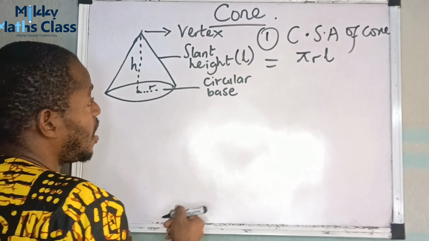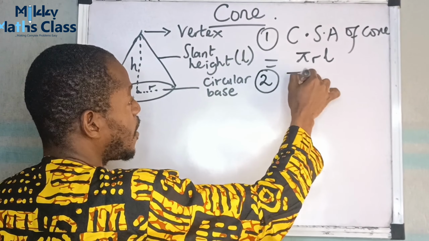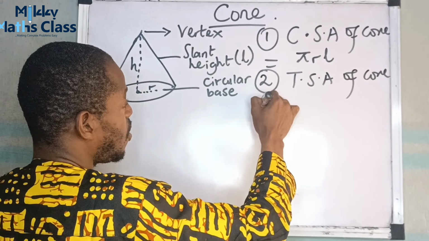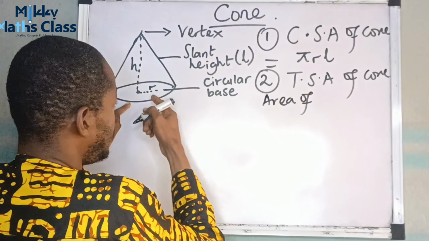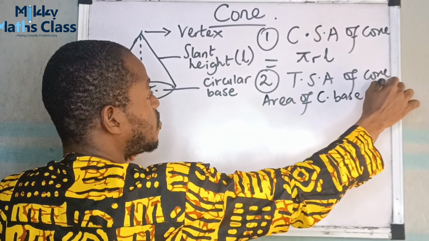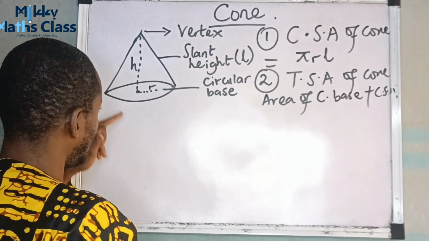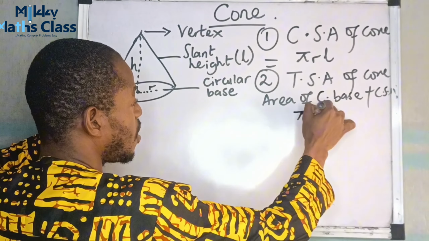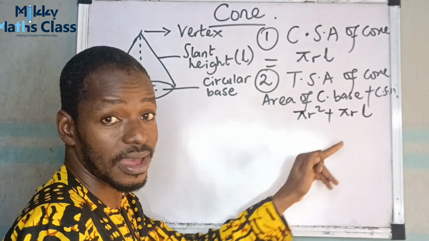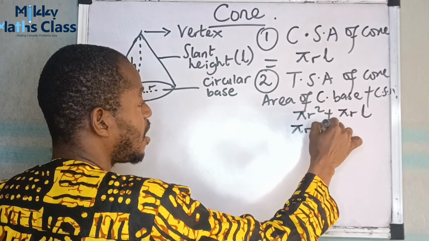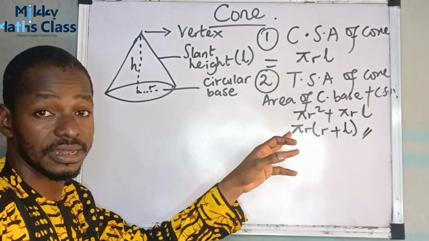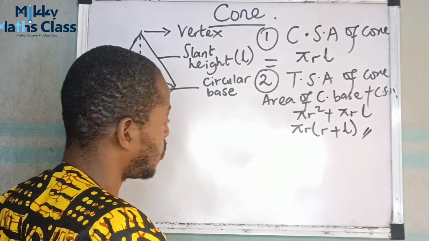The second one, you can be asked to find the total surface area, TSA, of the cone. The total surface area is the area of the circular base plus the curved surface area, the CSA. The area of the base is pi r square. So that's pi r square plus pi RL. What's common between these two? We have pi r, we can factorize it. So this becomes pi r into bracket r plus L. So the total surface area of a cone is given by the formula pi r into bracket r plus L.